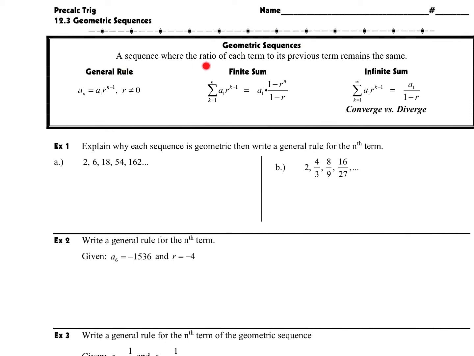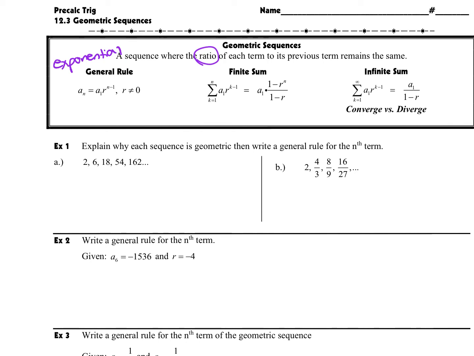It's going to be a sequence where the ratio, now remember ratio is just a fancy way of saying fraction, the ratio of each term to its previous term will remain the same, okay? So the little reminder that I want you to have in your head here is that when we're thinking about geometric sequences, we are thinking about exponential functions. So just like our arithmetic sequences were linear, our geometric sequences are going to be exponential.